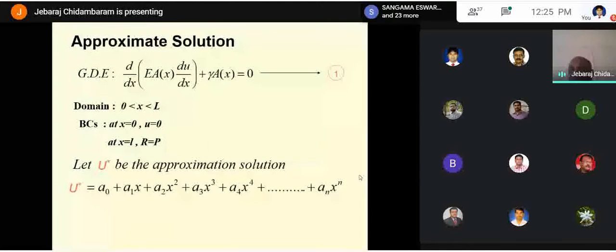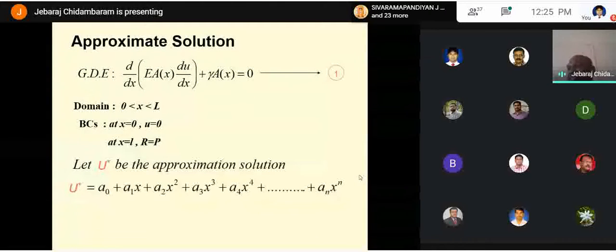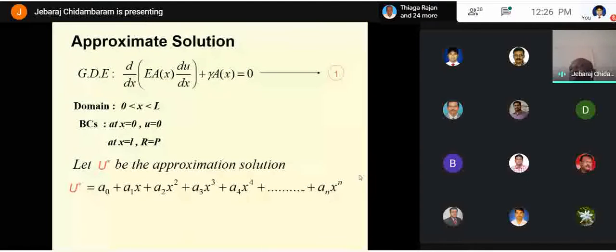But that approximate solution should satisfy the boundary condition. You can assume let u star be sin x. So the boundary condition at x equal to 0 and the boundary condition at x equal to L must satisfy this condition. If you use sin hyperbolic x, the boundary condition must still be satisfied. Let u star be exponential x, you can have that.